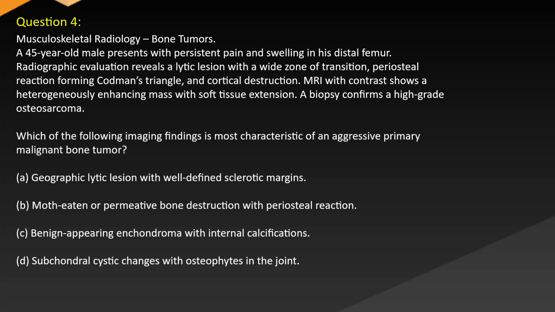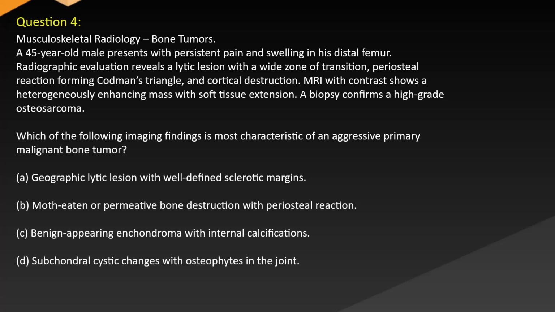Bone tumors. A 45-year-old male presents with persistent pain and swelling in his distal femur. Radiographic evaluation reveals a lytic lesion with a wide zone of transition, periosteal reaction forming Codman triangle, and cortical destruction. MRI with contrast shows a heterogeneously enhancing mass with soft tissue extension. Biopsy confirms high-grade osteosarcoma. Which of the following imaging findings is most characteristic of an aggressive primary malignant bone tumor?